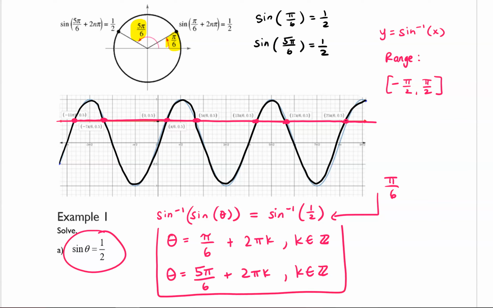So this here, what I'm boxing now, represents our final answer for the equation sine of theta is equal to 1/2. Those are all the angles that are a solution to that equation.